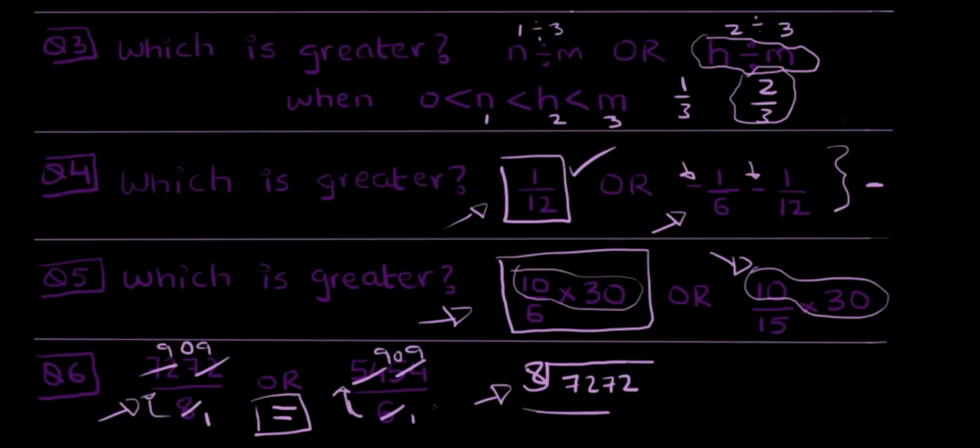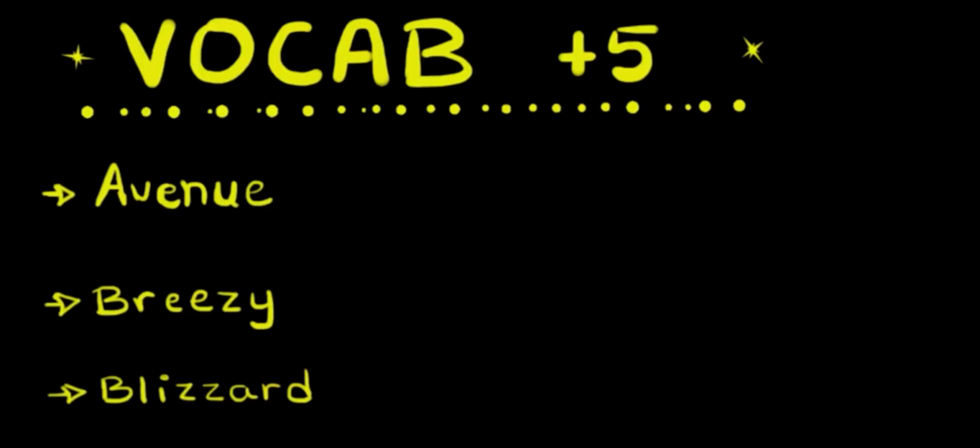Now, let's move on to the vocab building. Let's add a few more words into our vocabulary today, 5 of them. Let's start. The words that we are going to be doing today are, the first one is avenue.